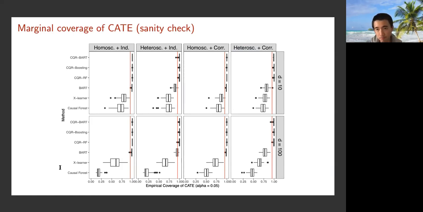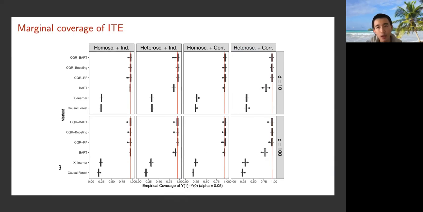So that's the first plot. And the second one is our actual meat, which is the marginal coverage of ITE. Here you see that in all scenarios, our method has approximately exact coverage. You see that they're fairly concentrated around the target line. This is predicted by our theorem, which says that we not only achieve conservative coverage, but also near exact coverage, regardless of whether you have homoscedastic or heteroscedastic errors, or independent or correlated features. Nothing matters here.